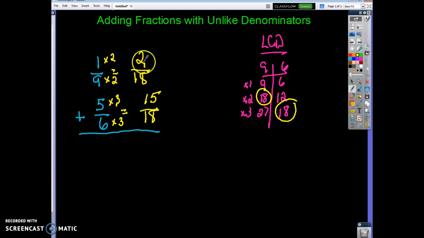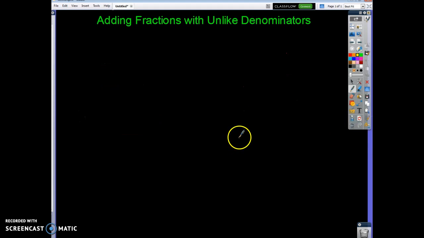And then we're going to add 15 eighteenths plus 2 eighteenths, which is 15 and 2, 17 eighteenths. That's really pretty much what we're talking about. Let's do one more example, because I know a couple of you are going to have some questions on this. Here's our two new fractions.